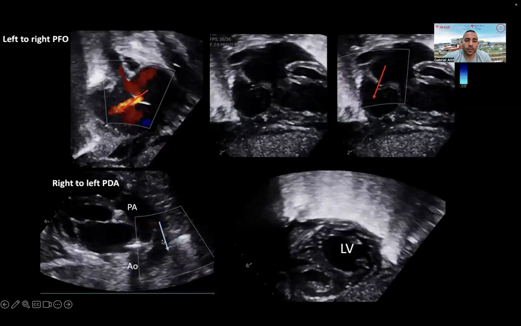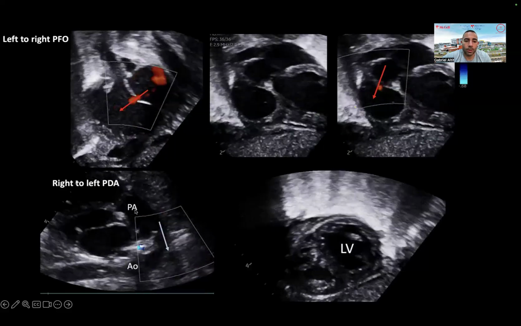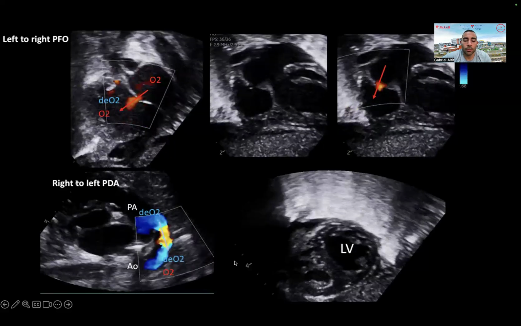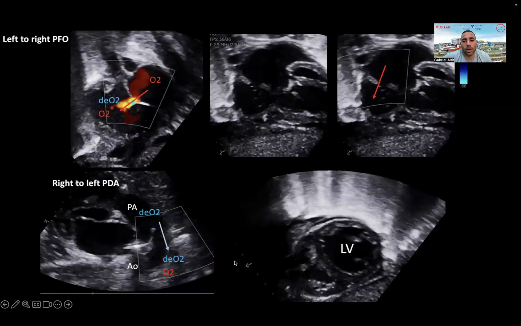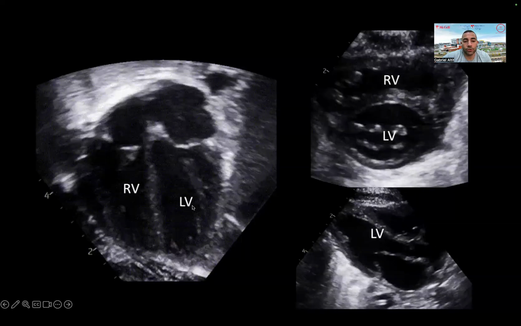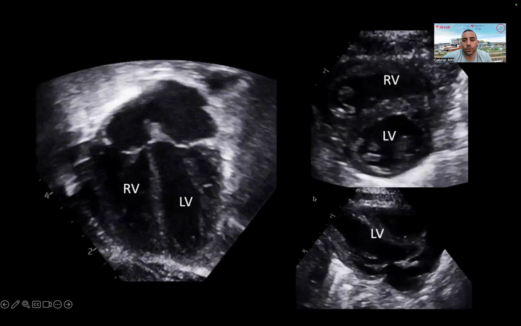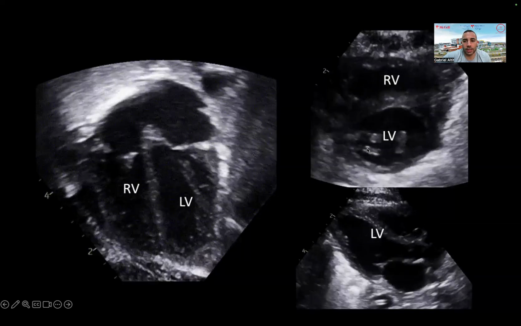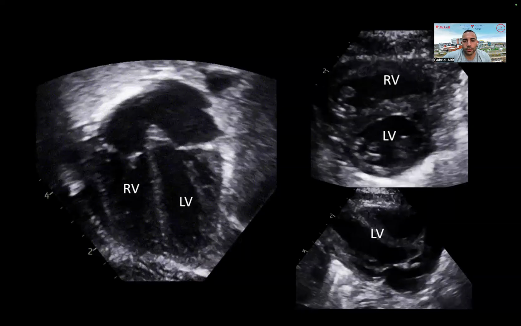Here you can see the duct, which is right to left from the pulmonary artery to the aorta, bringing deoxygenated blood to the descending aorta. And in this context, you can see that there's biventricular dysfunction in this apical view, and you can also appreciate the significant LV dysfunction in the short axis view.